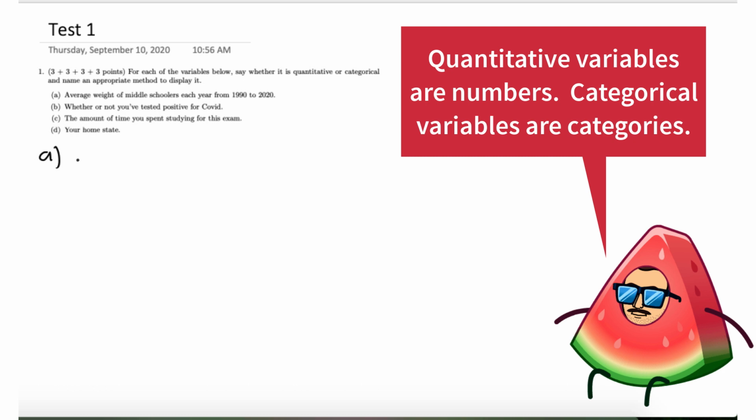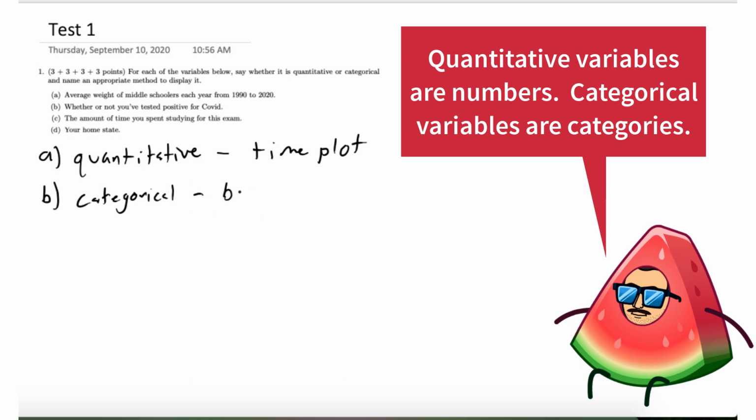So this is pretty straightforward. A is going to be quantitative because it's a number, right? The average weight. And the best way to display it, I would say, is a time plot so we could see how the weight changes by year. For B, whether or not you've tested positive for COVID, that's either going to be yes or no. Those are categories, so it's categorical. And a bar graph or a pie chart would be a perfectly fine way to display these data.